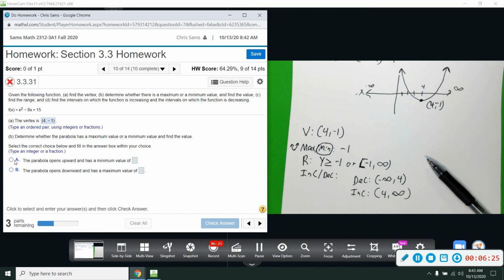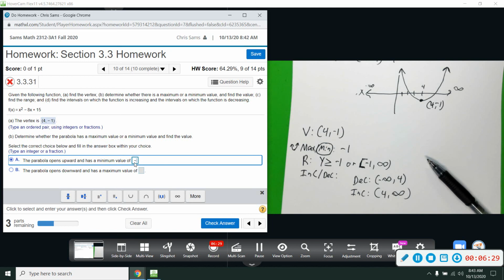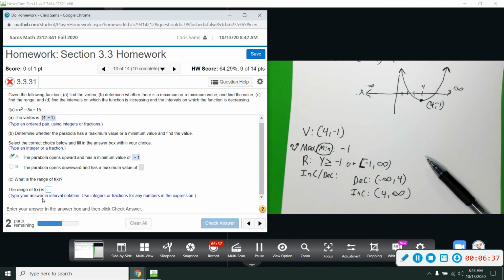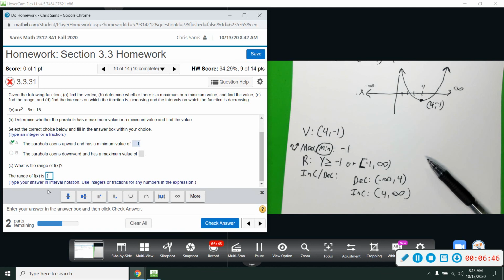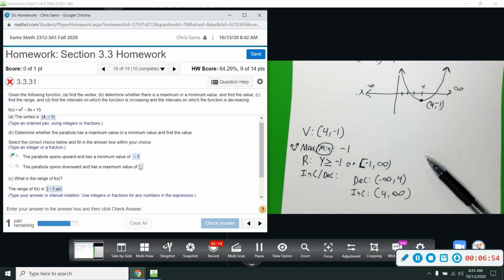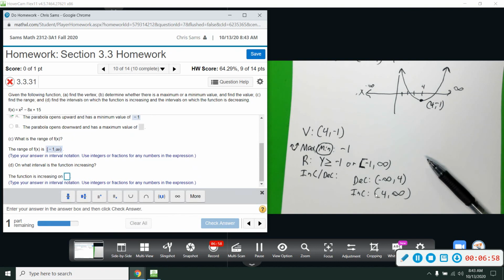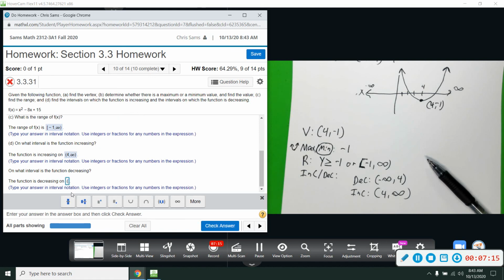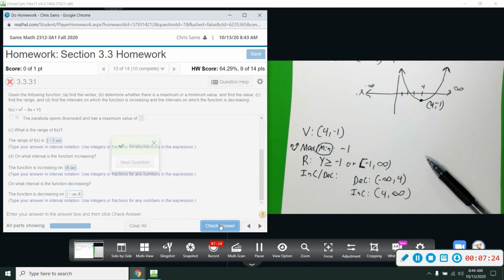The parabola opens upward, has a minimum, negative 1. The range, and it says use interval notation. Okay, so interval notation will be this method right here. So we're going to do a bracket, negative 1 to infinity, close parentheses. And then the function is increasing, so from 4 to infinity, increasing. And then decreasing from negative infinity to 4. And remember, just always go left to right, always go smallest to largest in that order, and then you'll be fine.